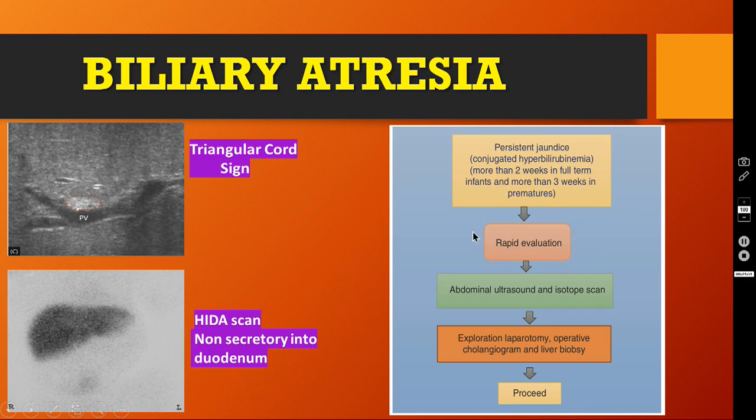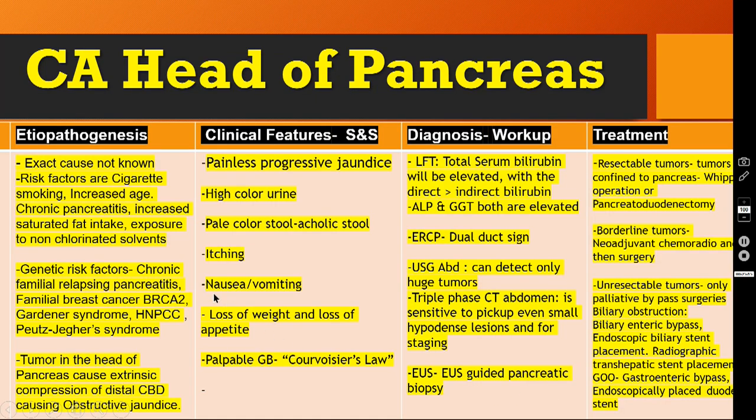rapidly, and you have to do abdominal ultrasound and the isotope scan, HIDA scan, and then you have to do exploratory laparotomy or laparoscopy, do operative cholangiogram also. At that time, you should do liver biopsy also to rule out neonatal hepatitis. Then you have to proceed accordingly.